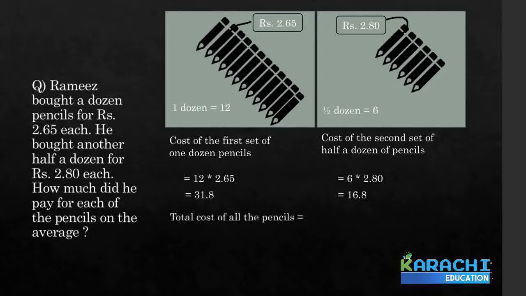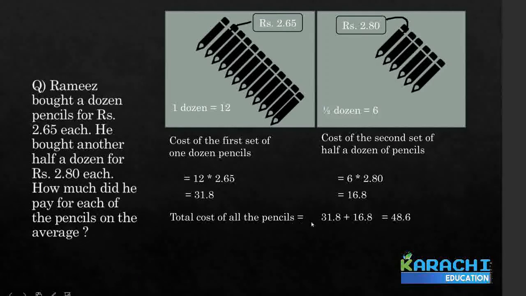Okay, the total cost of all the pencils. अब जो first stack की जो total cost है pencil की और जो second stack की total cost है उसको हम plus कर देंगे, add कर देंगे, then we will find the total cost of all the pencils, which will be 48.6.